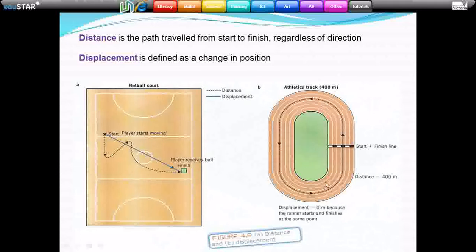In an athletics track, if we talk about the distance around the athletics track, it is 400 meters. But if we're looking at displacement, if someone runs a 400 meter race, they're going to run all the way around and get back to the finish line, which is where they started, which means that their displacement is actually 0 meters because the runner starts and finishes at the same point.